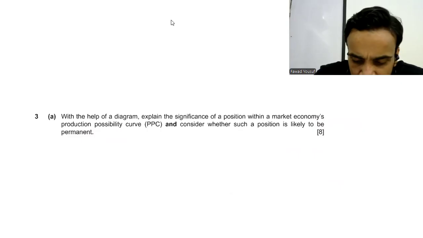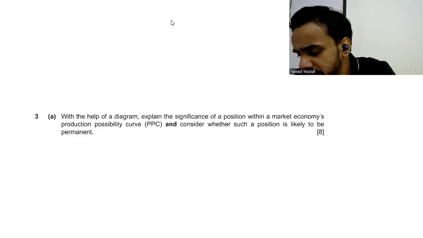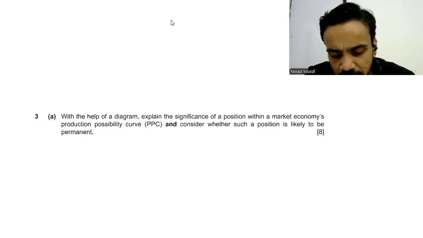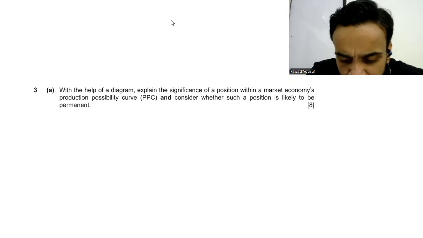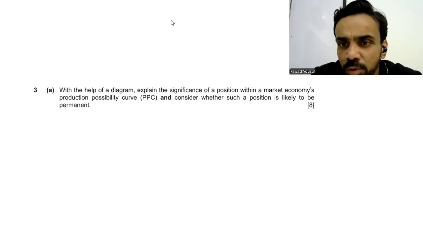With the help of a diagram, explain the significance of a position within a market economy's PPC and consider whether such a position is likely to be permanent. Again, some of the things are standardized, so we don't even need to worry about what we have to do for them. Explain the significance of a position within a market. What does that mean, within? What are we talking about within?